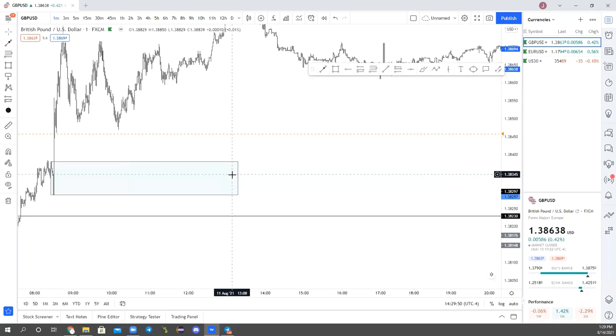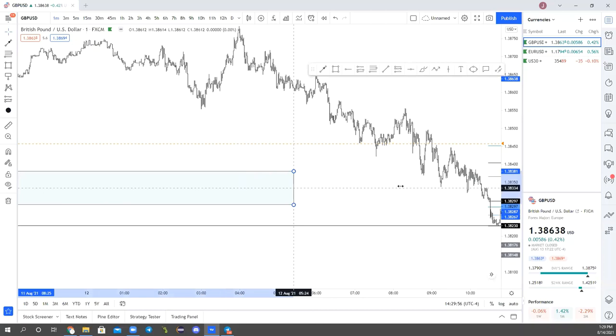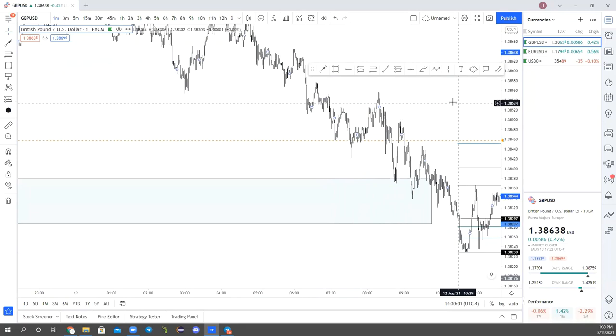So what are people going to do? They're going to be buying it up, right? They're going to totally want to buy within here. And look at what happens. This is literally a textbook example of what I'm showing you guys.